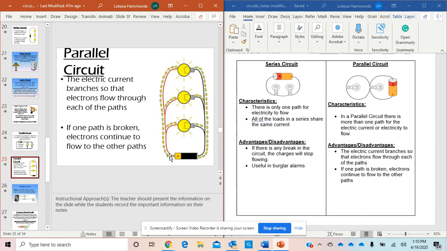So that means that the energy that's flowing from this battery may stop flowing through this particular circuit, but it will continue to flow here and here because they have different paths in which to travel. Only the one that's no longer connected would not work. So again, for the characteristics in a parallel, there is more than one path for the electric current to flow. The current branches so that electrons flow through each of the paths. And if one path is broken, electrons continue to flow on the other path.